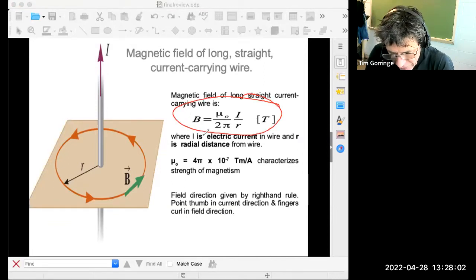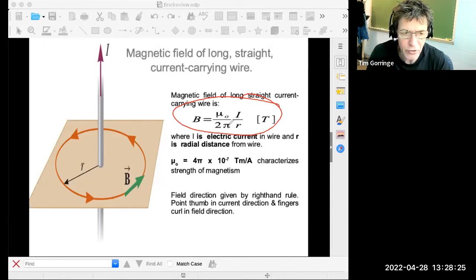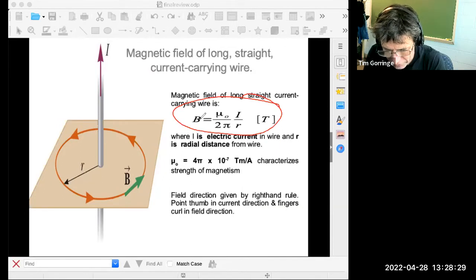This equation tells you the strength of the field around a long, straight, current-carrying wire. So that field is in proportion to the current, so that's the I here. It's in inverse proportion to the distance from the current-carrying wire. And then it's multiplied by this constant, mu naught over 2 pi, associated with the magnetic force. So this is the strength of the field.